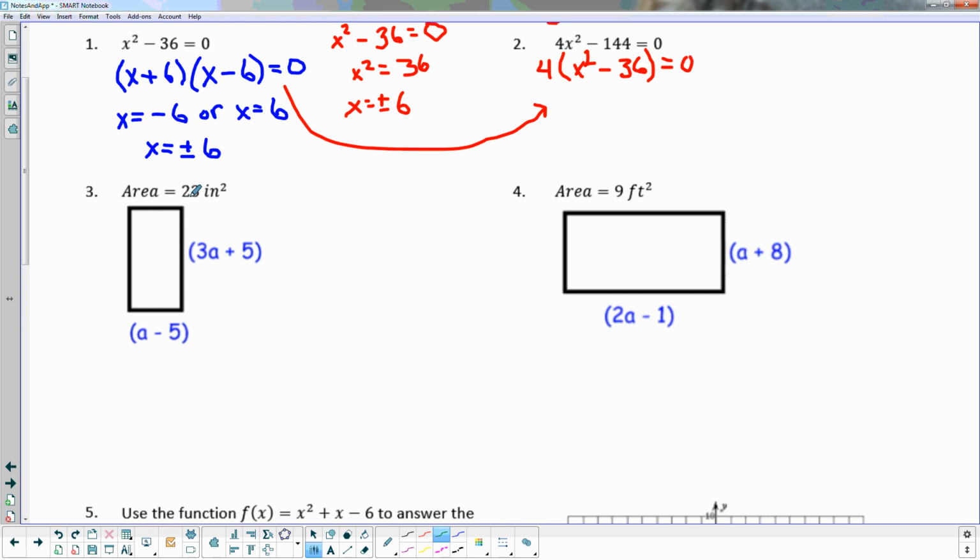So it says here that the area is 23 inches squared, and I have measurements for the length and the width of this rectangle. The area of a rectangle is just that, the length times the width. So we could say that this, 3a plus 5 times a minus 5, equals the area, a capital A for area. But we also know that the area is 23 square inches. So instead of saying that that's equal to the area, I could just say that that's equal to 23.